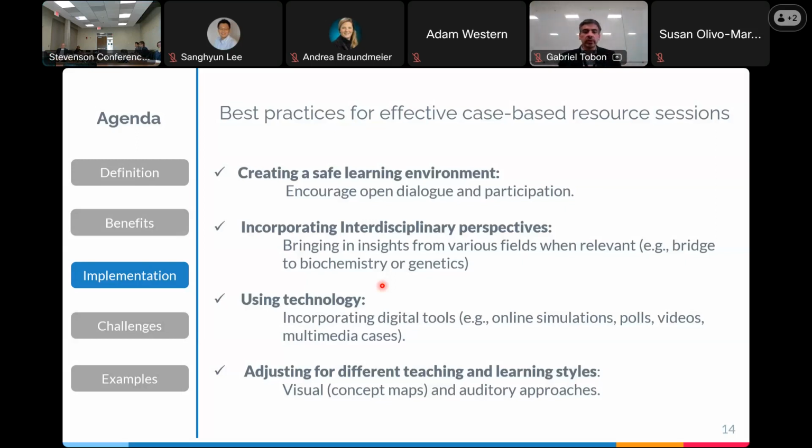We can also use technology, like incorporating digital tools, online simulations, videos, multimedia cases. This technology is extremely important to adjust for different teaching and learning methods, like visual learners using concept maps, or auditory approaches. For example, in CRR, Dr. S has a session on cardiac murmurs. So listening to cardiac murmurs is extremely important. At the same time, they are seeing the pathology, the different etiologies for any specific disease, but at the same time, they are hearing the murmurs.